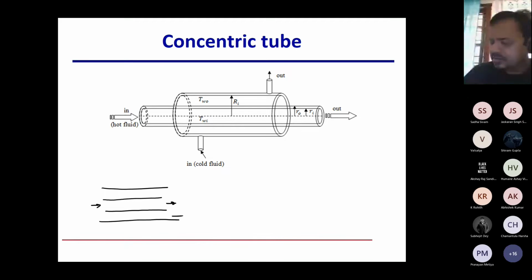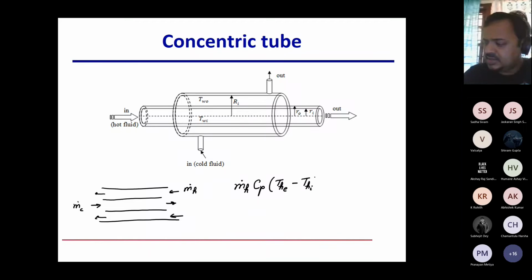And then this is the outer tube. The fluids don't mix. So this is mass flow rate m dot c and mass flow rate m dot h. Okay. So how much heat will the hot fluid give up? We can write it as m dot h times Cp times THE minus THI.